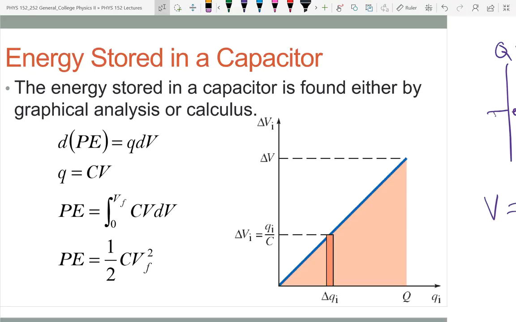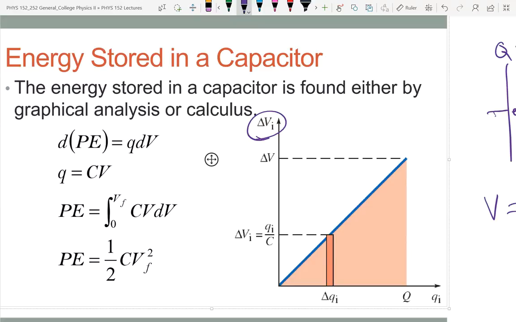But we're not in a calculus-based class. So what do we do in a non-calculus-based class? We do the integral graphically. We make a graph that shows the voltage difference between the plates. So that delta V is the voltage difference between the plates, which is equal to the charge divided by the capacitance. And then we show how much charge is transferred, and the total work done is the area under that graph. Well, because the line is a straight line with the equation Q over C, then the area under it is the area of a triangle, 1/2 base times height.